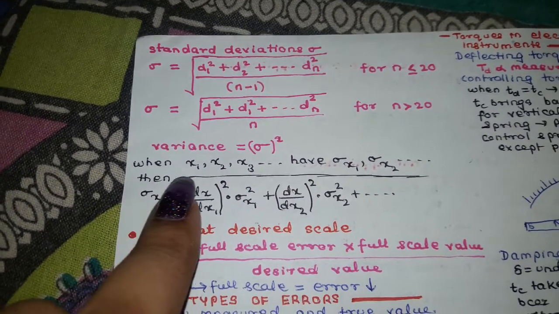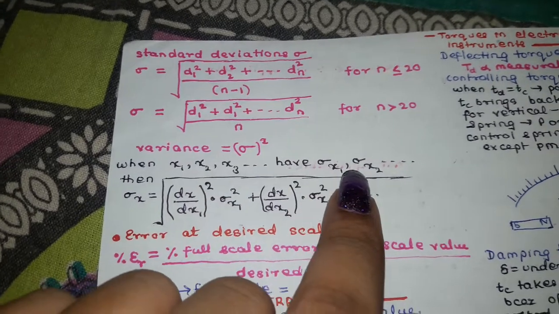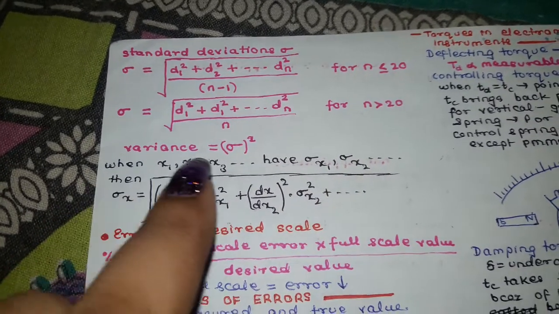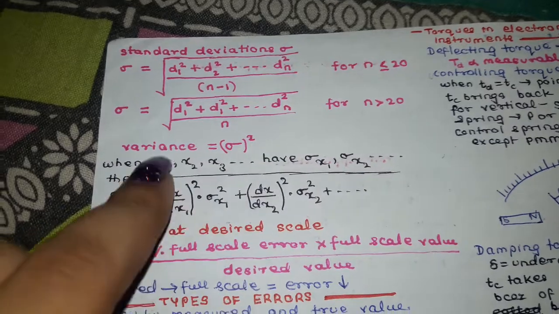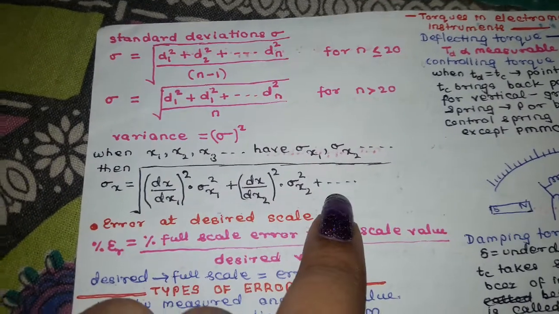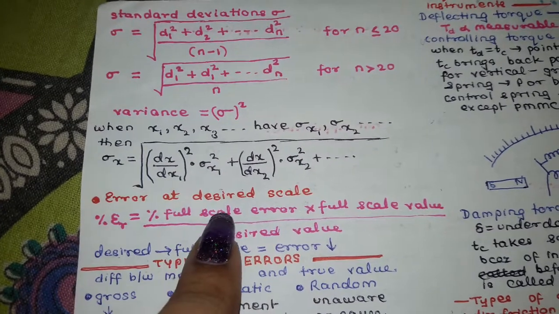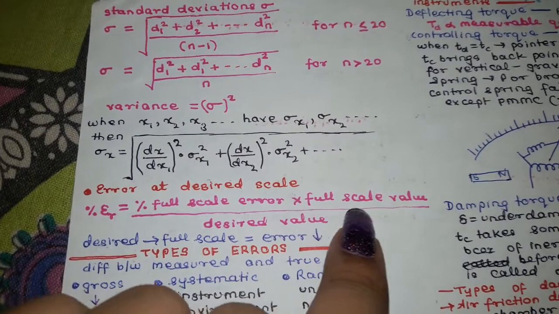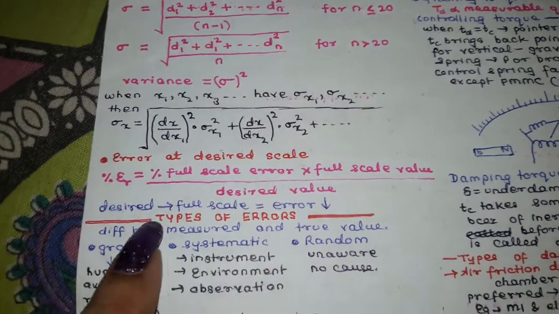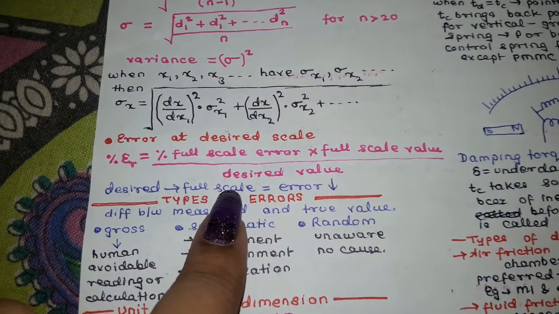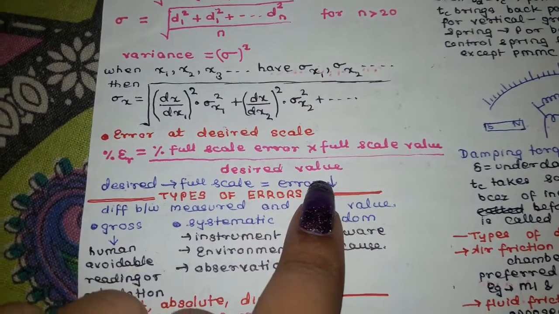Now suppose you are having n number of readings with n number of standard deviations, then the total standard deviation of these n number of readings is given by this formula. Then we have error at desired scale. This is given by this particular formula, full scale error into full scale value upon desired value. Now if your desired value is close to full scale value, then your error is minimizing.